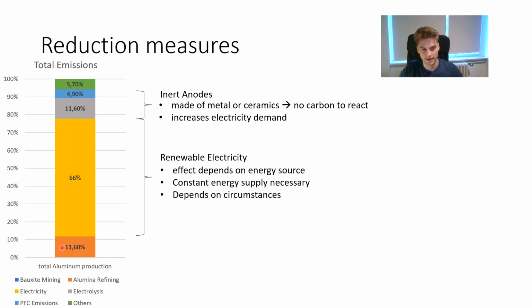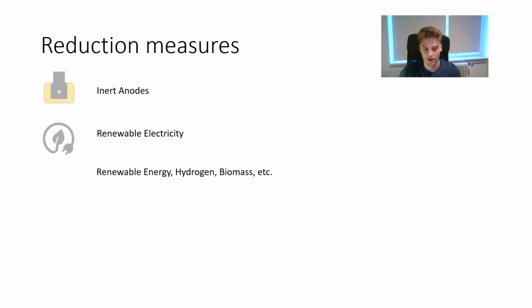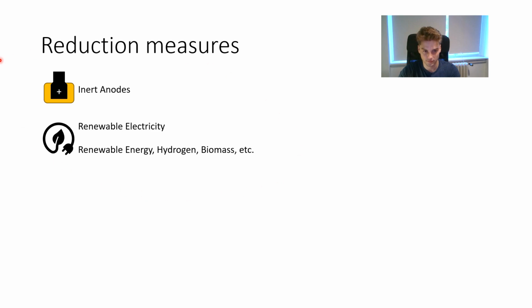Okay, and so the next part, the third part, down here, is the alumina refining, which is deeper in the supply chain, so it's not that easy. But basically we also have to use renewable energy, we can apply hydrogen or biomass, so it's also just about the energy. So these are two things we can do: renewable energy and inert anodes.